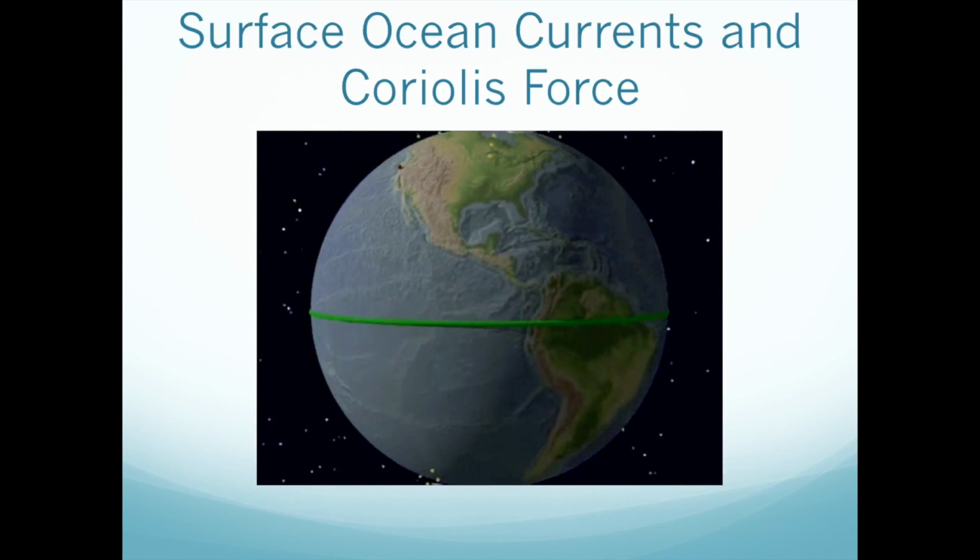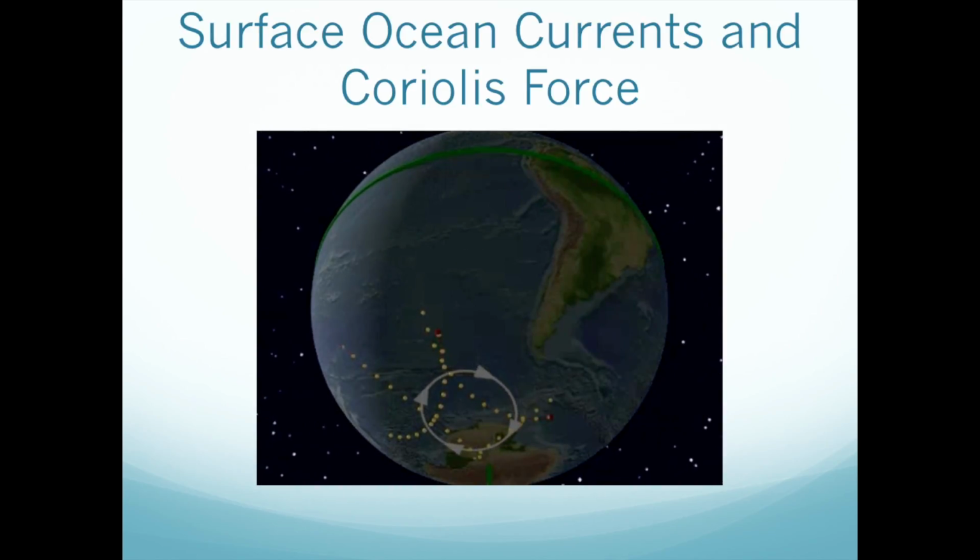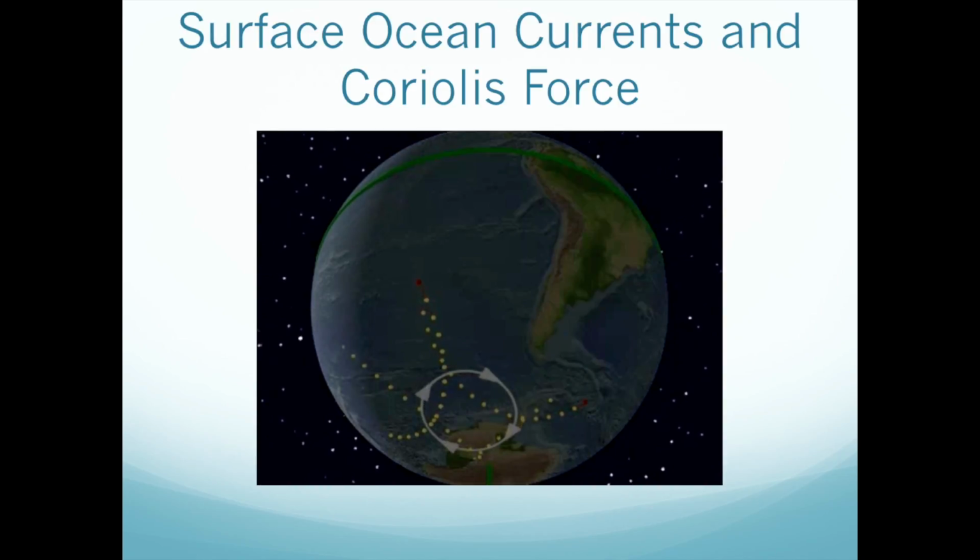These major spirals of ocean circling currents are called gyres and occur north and south of the equator. They do not occur at the equator, where the Coriolis effect is not present.